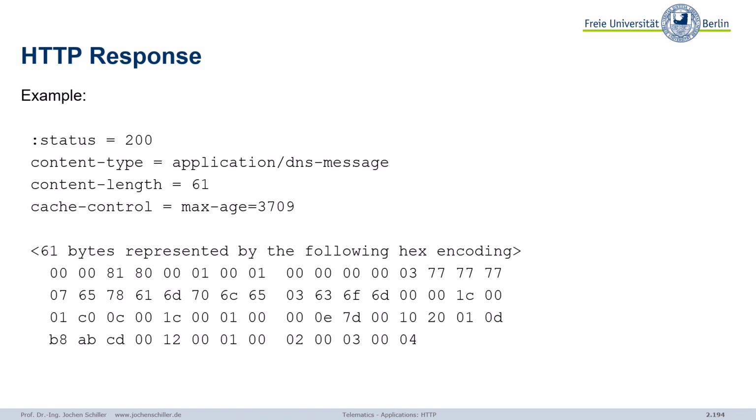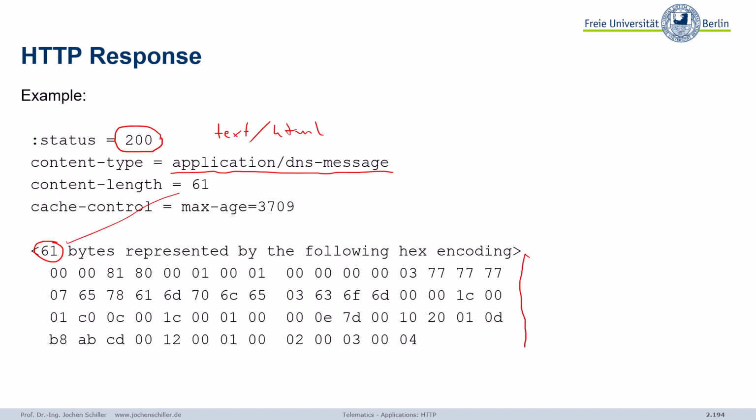Yeah, so like for web pages, there's a status 200, that means resource found, everything fine. But in this case, it's not a JPEG or, you remember, text HTML or something like this. In this case, as we've seen, application DNS message. So with a certain length, so these are our 61 bytes here. And then we have a hex encoding, that's the answer.